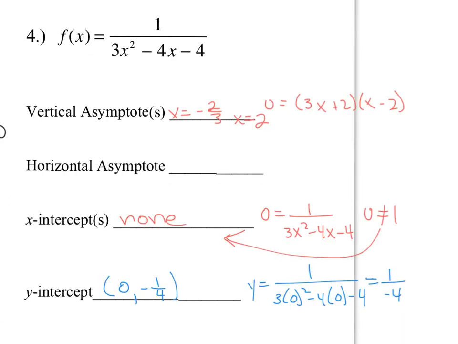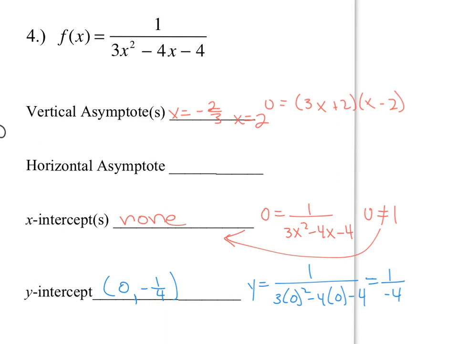Now here I found the vertical asymptotes to be x equals -2/3 and x equals 2. The x-intercept turned out to be, there was none. You can see my work there off to the right. So we ended up with 0 equals -1, which is not possible. And then down here for the y-intercept, I had -1/4.